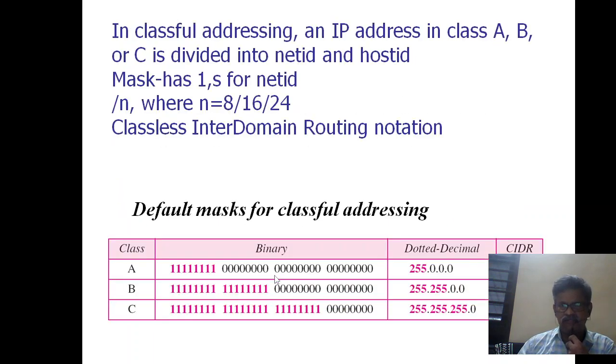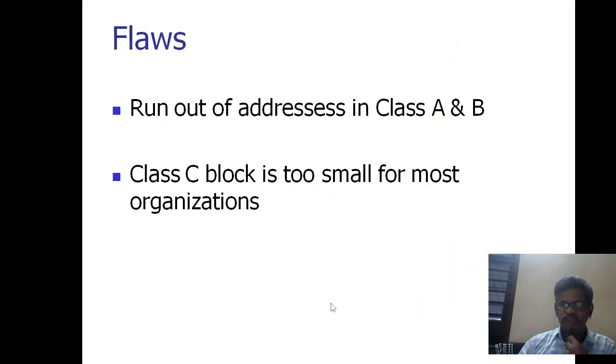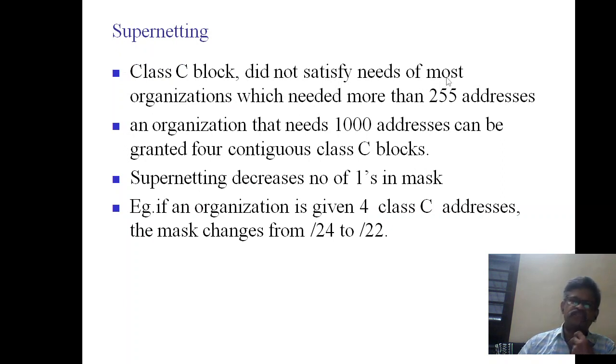Supernetting means, in class C we have only 8 bits for the number of hosts. The organization got a class C address, but it wants the net ID portion to be reduced and to have a greater number of hosts. In that case it will use supernetting. A class C block did not satisfy the needs of most organizations which needed more than 255 addresses. Suppose an organization needs 1000 addresses. So what will it do? It will have 4 blocks of 256 addresses, which gives about a thousand, and for each of these 4 blocks it can use 2 bits.